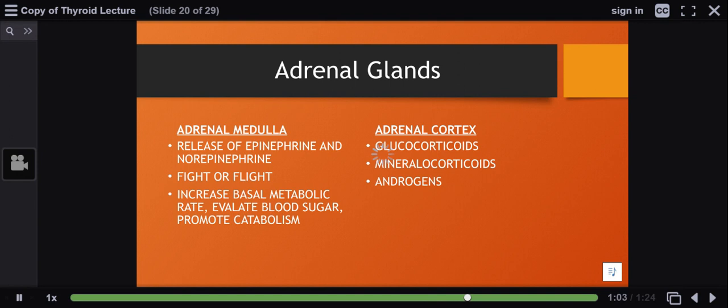The adrenal cortex is responsible for and influences things such as glucose metabolism, electrolyte metabolism, especially that of sodium absorption or reabsorption, and also impacts the sex hormones.